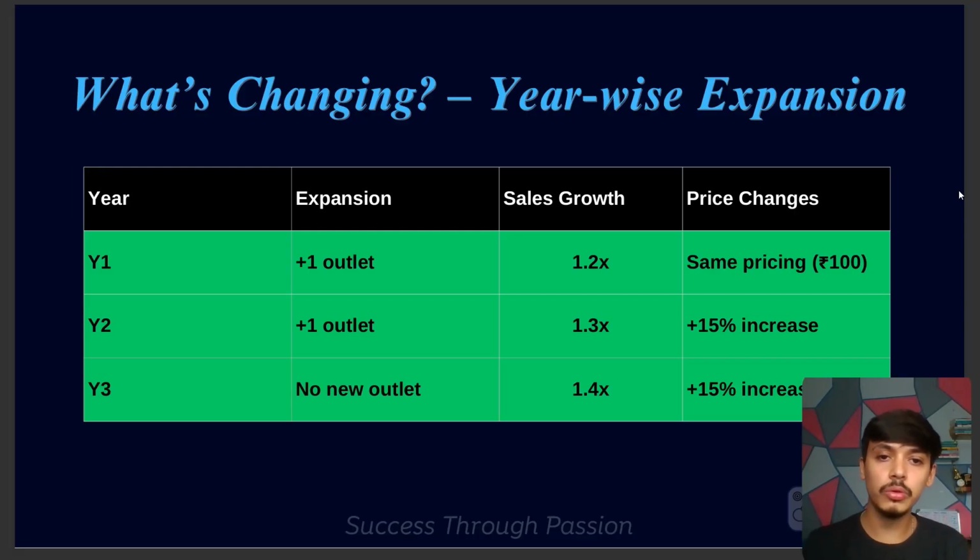So now we come to the final assumption for the outlet model, which was about price change. In year one we are saying that we will keep the price of a sandwich at around 100 rupees only, which is the current price, and in year two and year three we are going to increase the prices by 15%. The thought process behind keeping prices the same for year one was to get more customers to join us and to be competitive in the market, and from year two, when some of the customers are already with us, we can then increase prices to keep up with the margins and inflation.